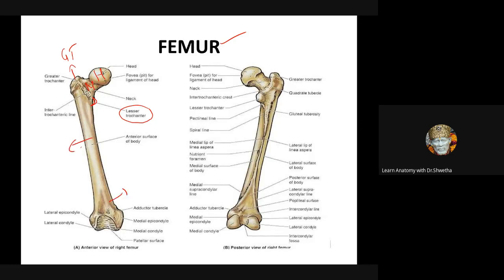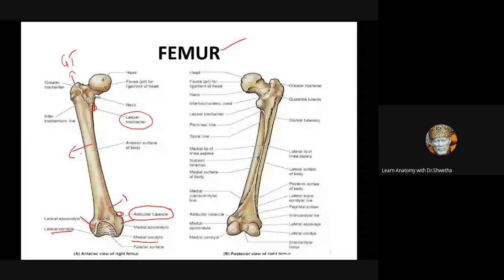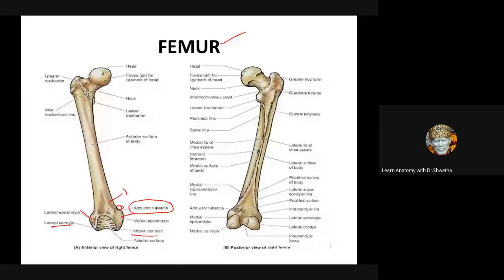In the lower end, there is the medial condyle, lateral condyle, medial epicondyle, lateral epicondyle, and something called the adductor tubercle. I will explain that later. So this is about the upper end, shaft, and the lower end. Now, one thing I would like to tell you all: the shaft continues as the neck, making an angle. There is a neck shaft angle which is around 125 degrees. This is an MCQ question. I will discuss this in the next slide, but just know about it.